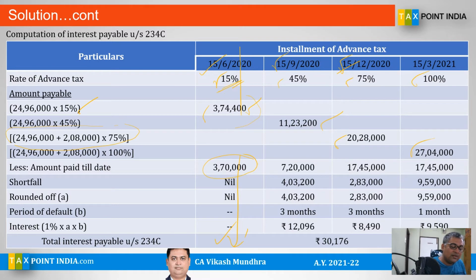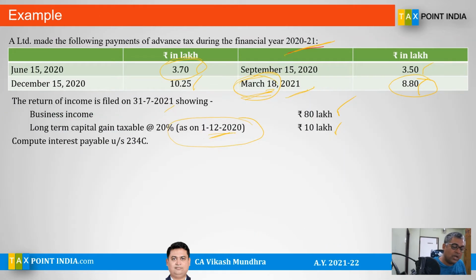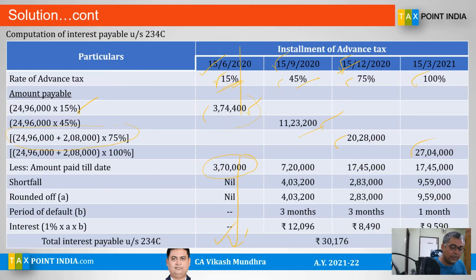By 15th September, you are supposed to pay 45%, which comes to 11,23,200. How much did you pay? I paid 370 plus 350, altogether 720. I paid 7,20,000. In this case too, there is a shortfall, 4,03,200 shortfall. Now you are required to check whether you paid 36% of your estimated advance tax liability or not.